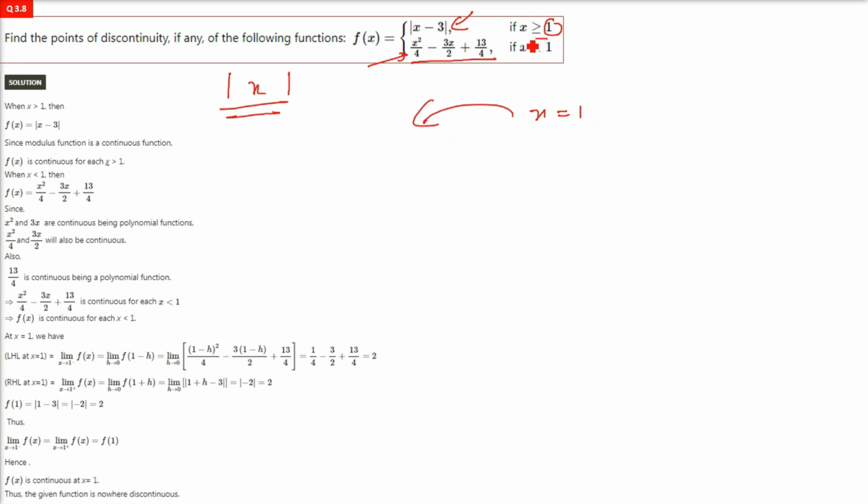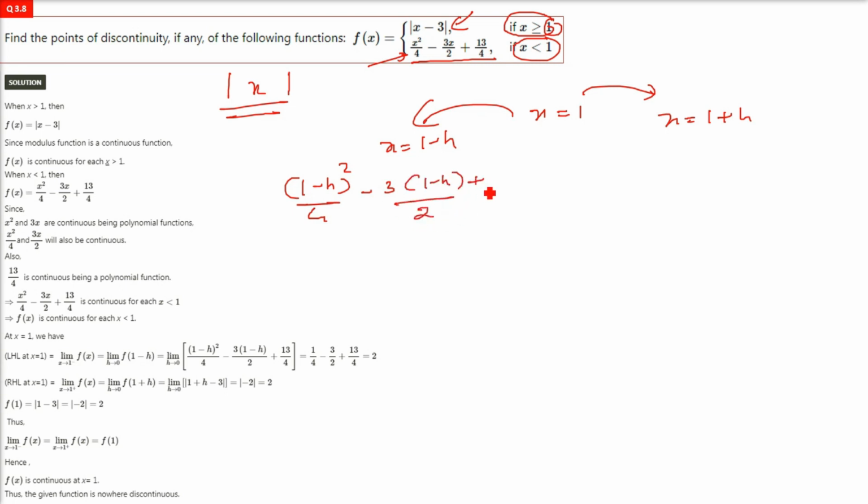So we have to check at x equals 1. When we go on the left hand side, we will use this function. On the right, we are going to use this modulus function. So one time polynomial, one time modulus. So x equals 1 minus h on the left, x equals 1 plus h on the right. So this is (1 minus h) whole square by 4 minus 3 into (1 minus h) divided by 2 plus 13 by 4. This is x equals 1 minus h.